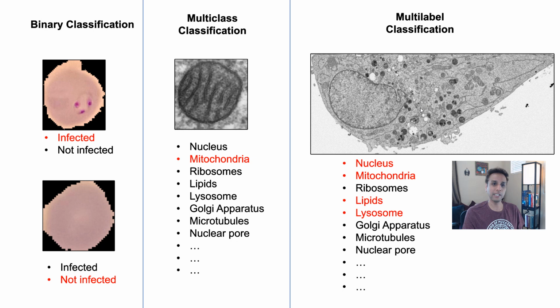You see the dark dots, and then lysosomes, which are probably these bright spots, and there's a whole bunch of ribosomes, but you can also classify that. So this image falls into multiple classification.